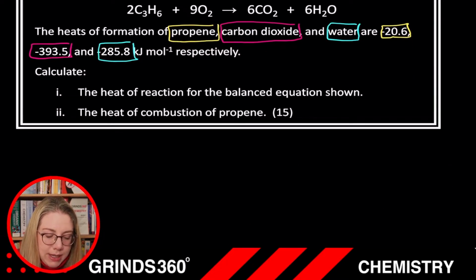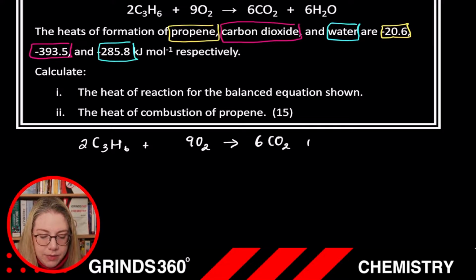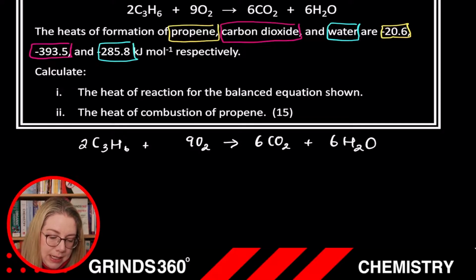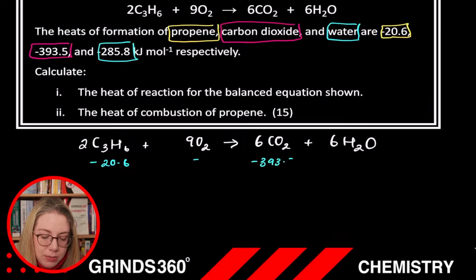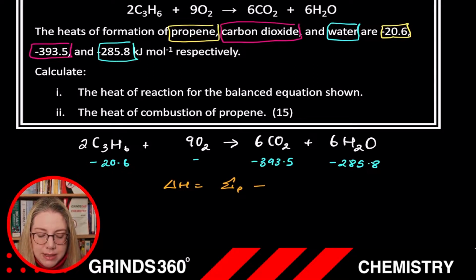Write out your balanced equation, 2C3H6 plus 9O2 to give me 6CO2 plus 6H2O. And we write the heats of formation underneath each substance in the balanced equation. Propene is minus 20.6. We're not given information for oxygen. Carbon dioxide is minus 393.5. And water is minus 285.8. Now your heat of reaction is worked out by the sum of the energy of your products minus the sum of the energy of your reactants.